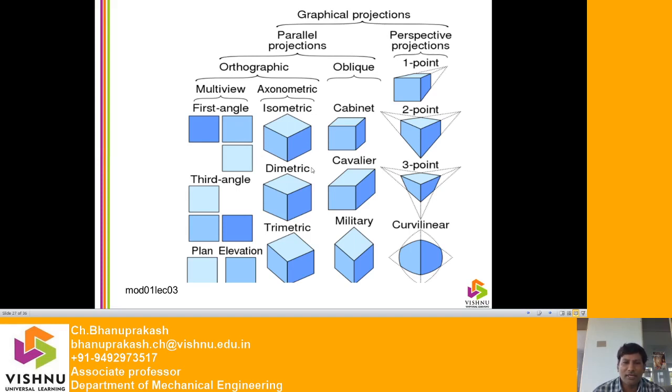Now, if the observer is seeing from the side, which side is this? Obviously the right side. When I am seeing from the right side, I am projecting on the left side. So, the right side view, where are you getting it? On the left side of the front view. I think you understand. This is the first angle projection.